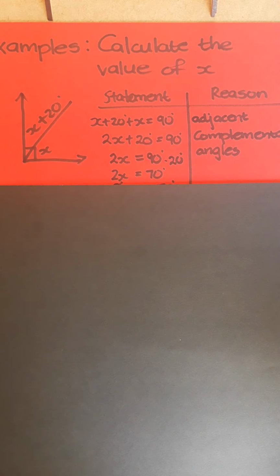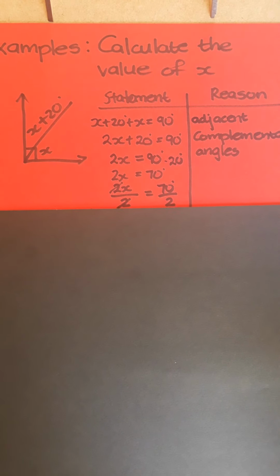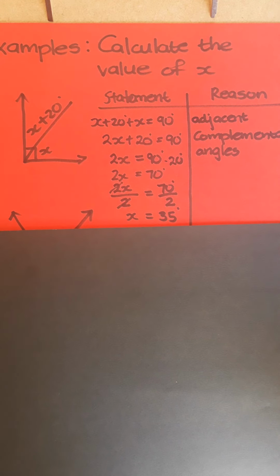Now to solve for x, I do not want 2x, but I need 1x, and so I am going to divide both sides by the coefficient of x, which is 2 in this case. 2x divided by 2 is equal to 70 divided by 2. 2x divided by 2 is equal to 1x, which is equal to 70 divided by 2, which is 35 degrees. And that is your answer for number 1.